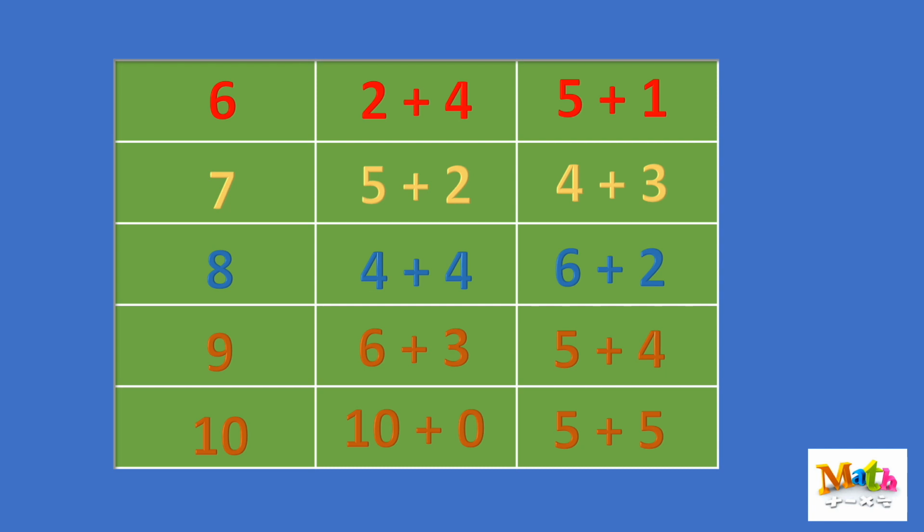For number 10, the answer given is 5 plus 5. But if you have written 0 plus 10, 9 plus 1, 1 plus 9, 8 plus 2, 2 plus 8, 7 plus 3, 3 plus 7, 6 plus 4 or 4 plus 6, that is also correct because it is a number partner for 10.